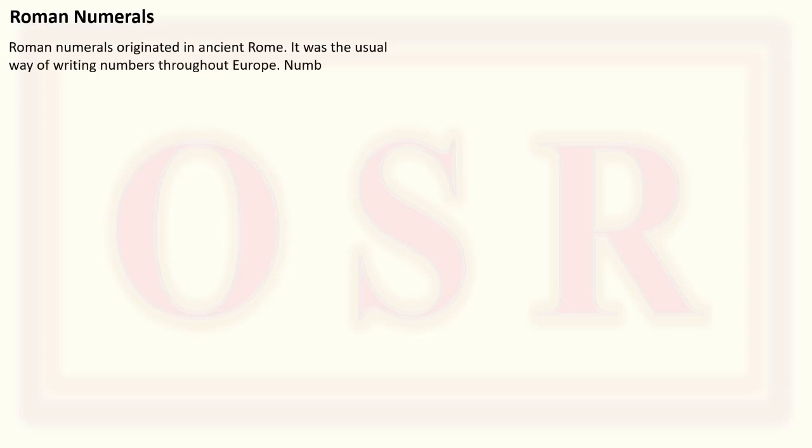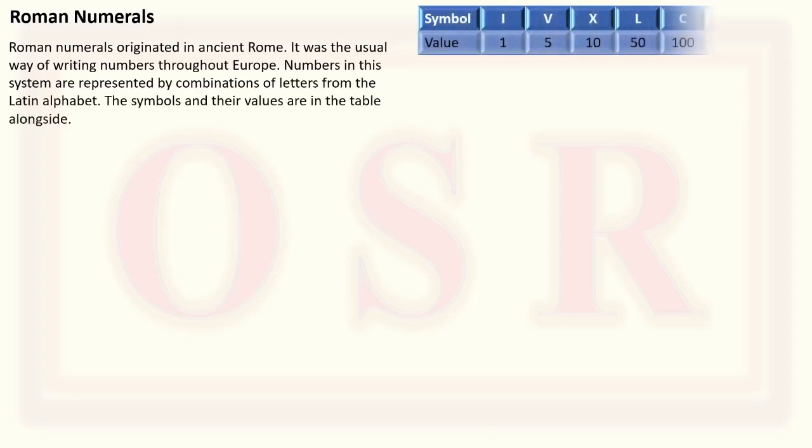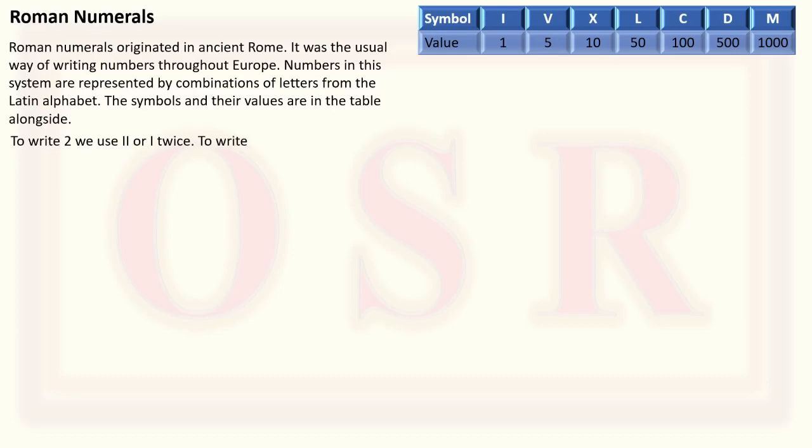Roman numerals. Roman numerals originated in ancient Rome. It was the usual way of writing numbers throughout Europe. Numbers in this system are represented by a combination of letters from the Latin alphabet. The symbols and their values are in the table alongside. Please look at this table. I means 1, V means 5, X means 10, L means 50, C means 100, D means 500, M means 1000. Okay. To write 2, we use I twice.